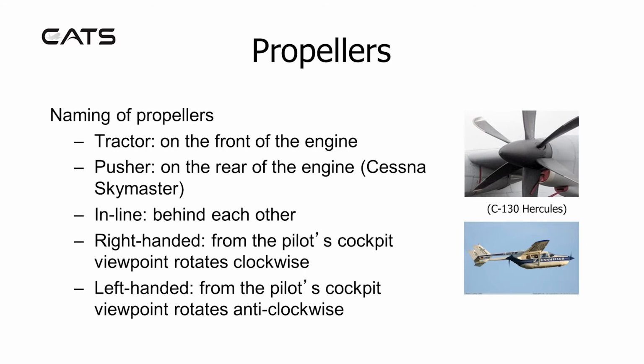Naming of propellers. A tractor has the propeller on the front of the engine, which is most aircraft that we see. The pusher, though, has the propeller on the rear of the engine. In line, two propellers or more behind each other. Right-handed, when viewed from the pilot's cockpit viewpoint, the propeller will rotate clockwise, and left-handed, from the pilot's cockpit viewpoint, the propeller will rotate anti-clockwise.